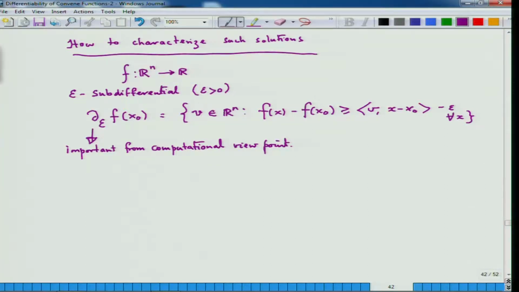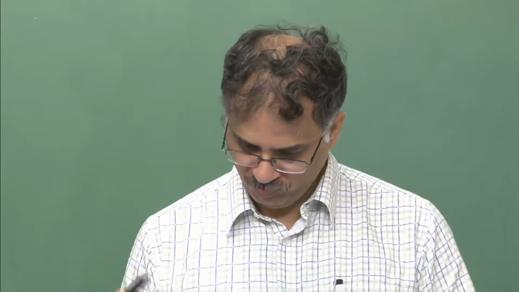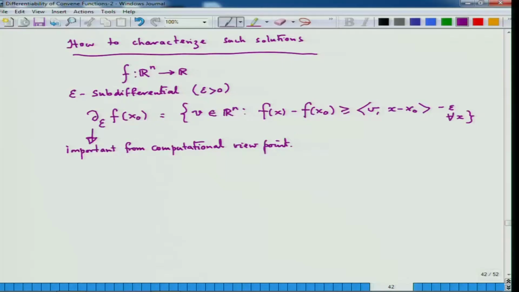So, what do I get here is as follows. See here, even if this function is differentiable, it does not tell me that this epsilon subdifferential, which is a convex set, need not become a singleton. That is very, very important.